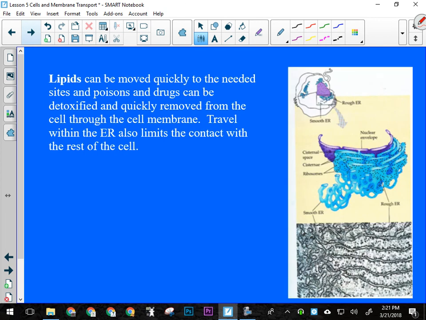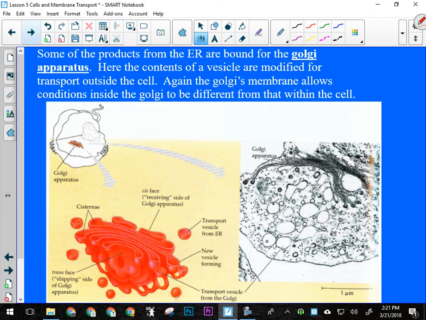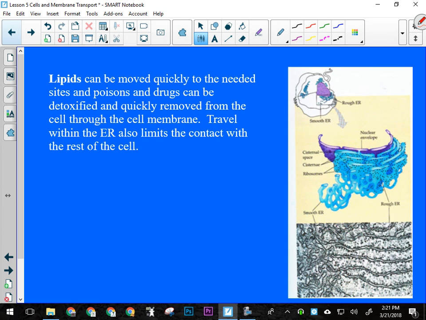Okay. All right, so we said here, lipids have to be moved quickly to the needed sites, poisons and drugs detoxified and quickly removed. Okay, travel through the ER limits contact with the rest of the cell. All right, now I don't think we said anything about the rough ER here, so we need to say what the rough ER does.